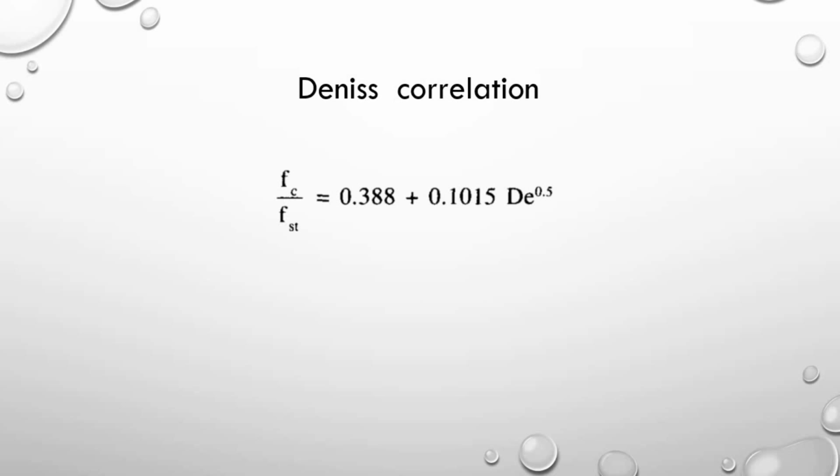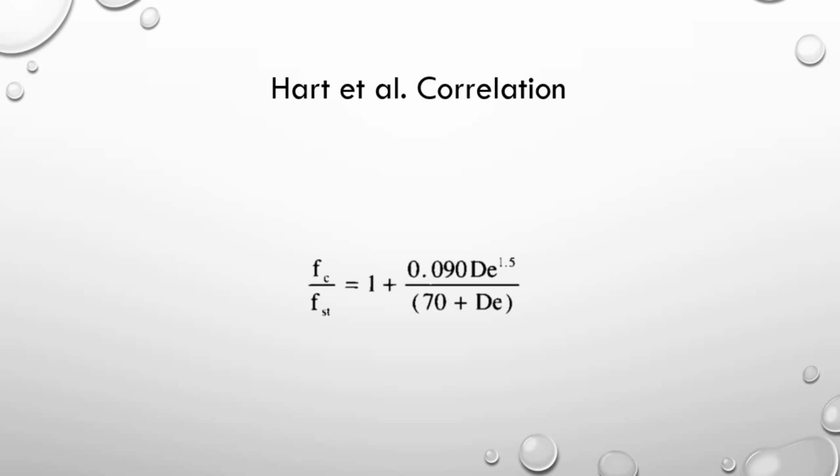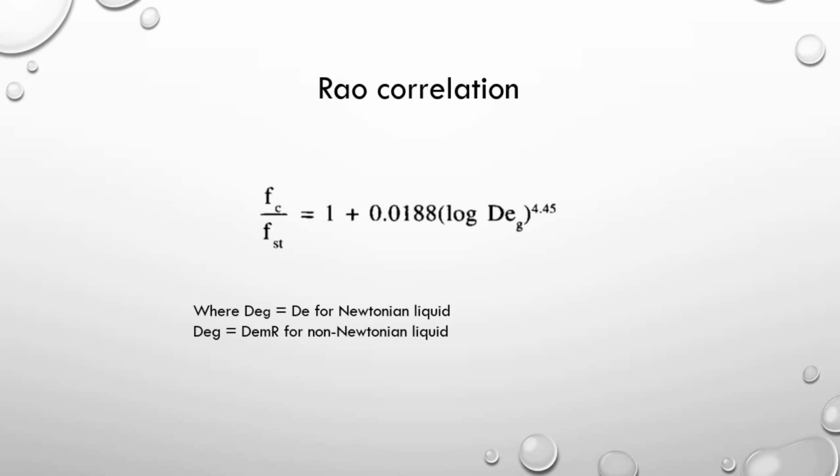Then Dennis provided another correlation for the pressure drop, and further Hart and Ahrens proposed the following empirical equation for helically coiled tube, and we can see that it has a somewhat different shape. The next person is Rao. Rao also provided the following correlation. Here the equations are given for Newtonian fluids and for non-Newtonian fluids. These are the different equations and terms used for both types of fluids, Newtonian and non-Newtonian.